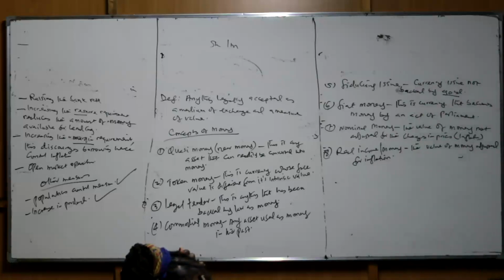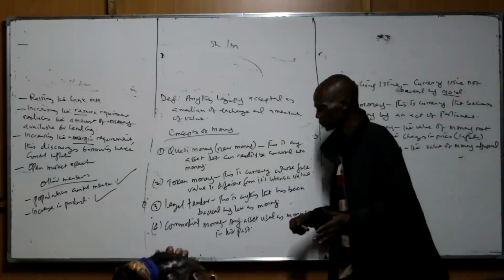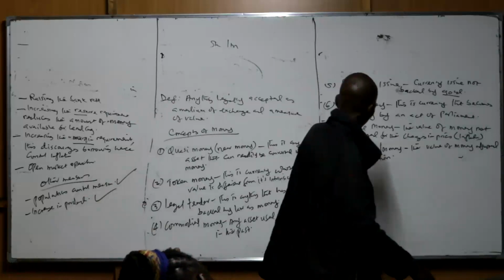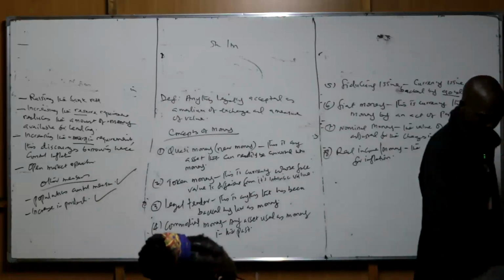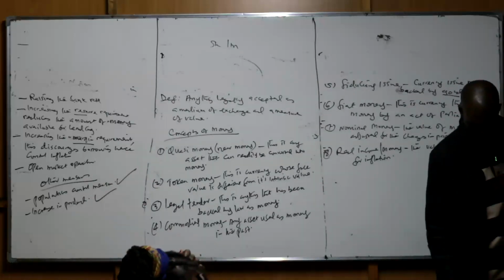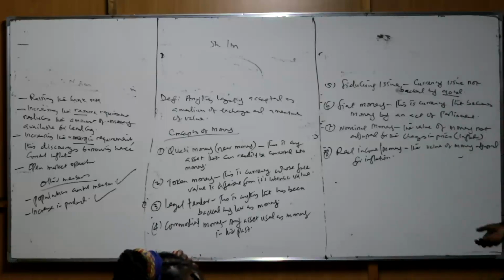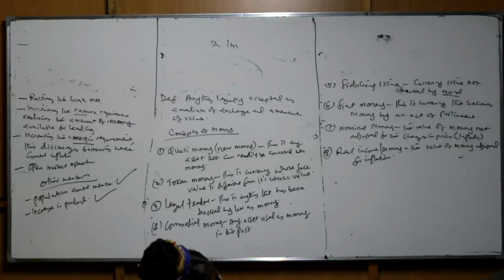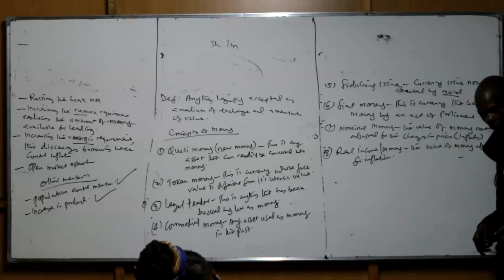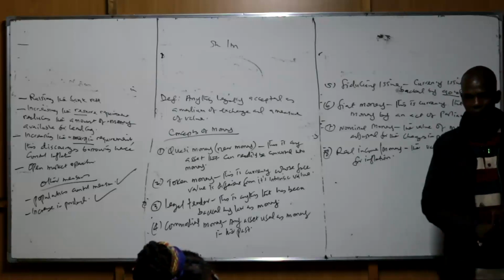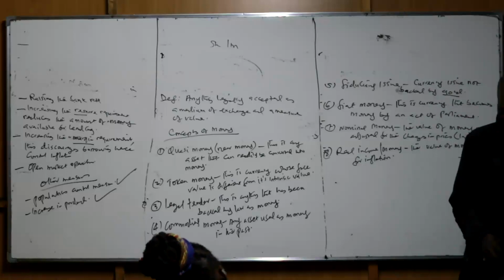Are we there on the concepts of money? When we come next, we shall speak on the next item, which is the creation of money. So if you're told fiat, token, quasi, legal tender, commodity, nominal, real, or fiduciary, the question is the same. Any question?